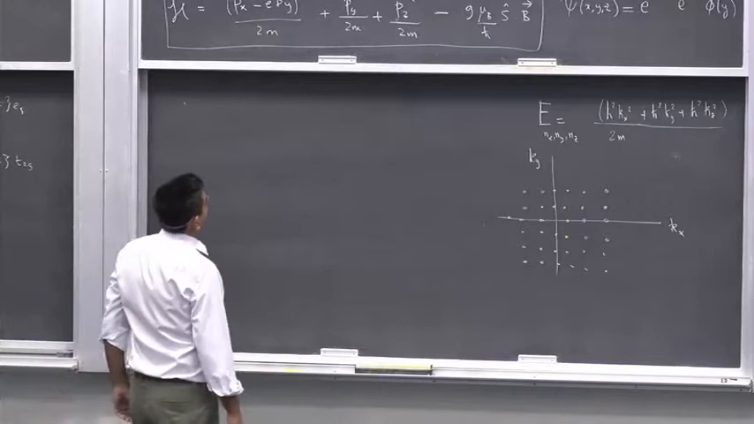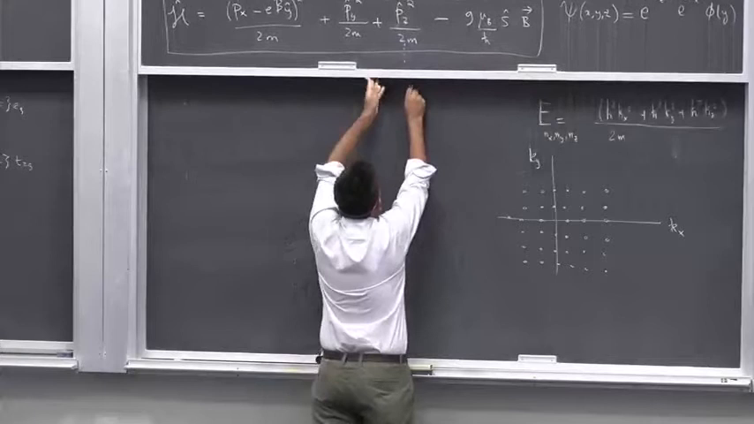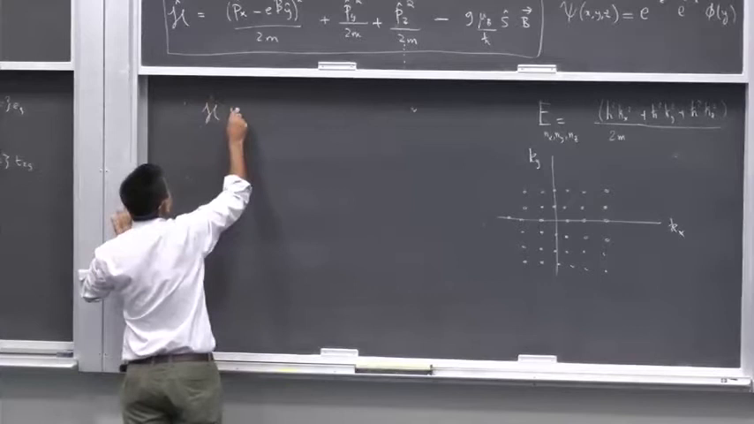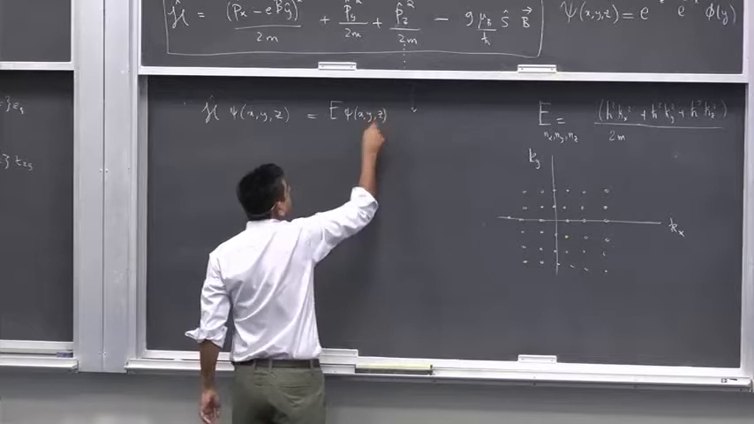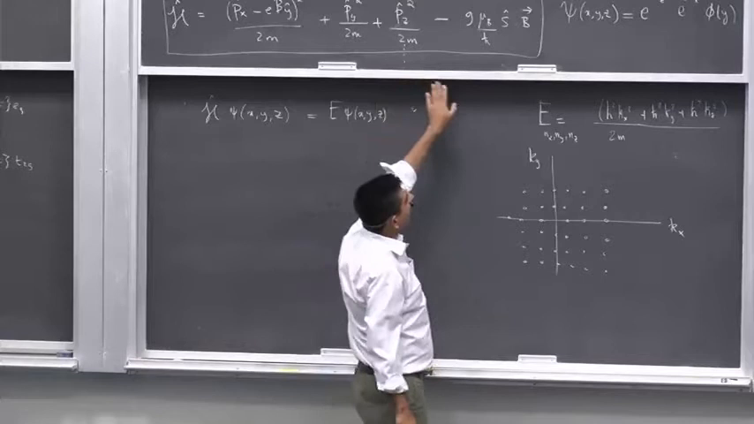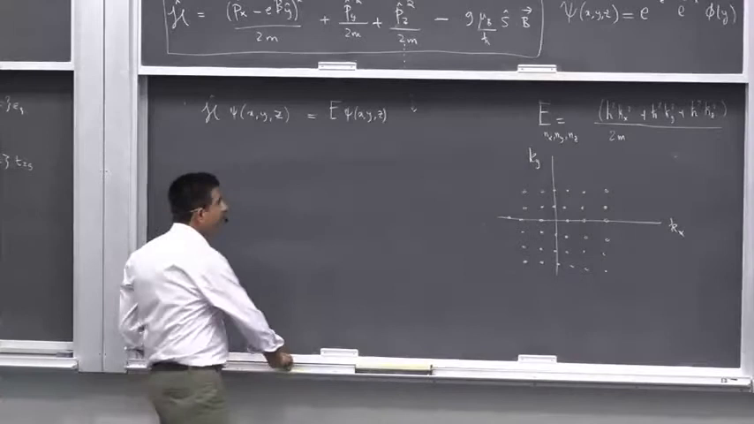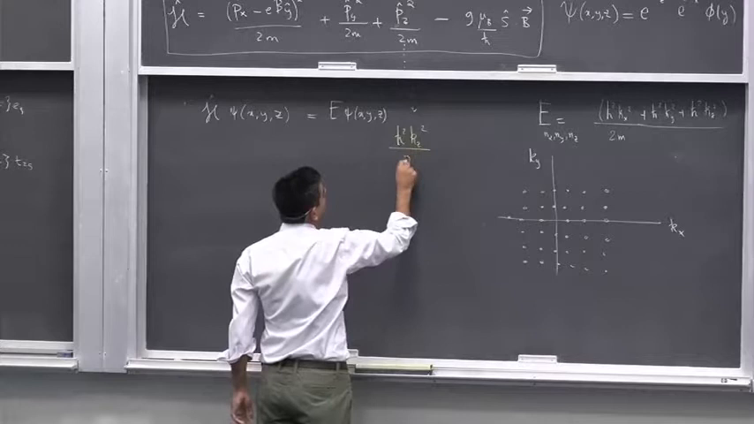Now, if I look at this term over here, what is the Schrödinger equation? The Schrödinger equation is the Hamiltonian acting on the wave function, a function of x, y, and z, is the energy times psi of x, y, z, the time independent form. Now, if Pz squared acts on my trial wave function, I will get an energy. That energy is simply given by h bar squared kz squared over 2m. Correct?